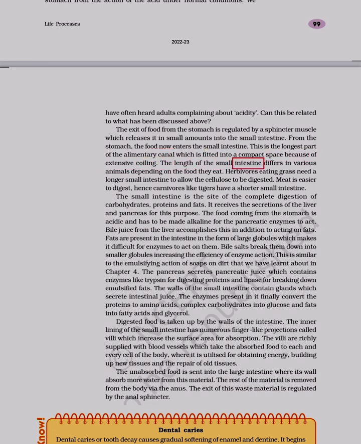The length of the small intestine differs in various animals depending on the food they eat. Herbivores eating grass need a longer small intestine to allow the cellulose to be digested. Meat is easier to digest. Hence carnivores like tigers have a shorter small intestine.